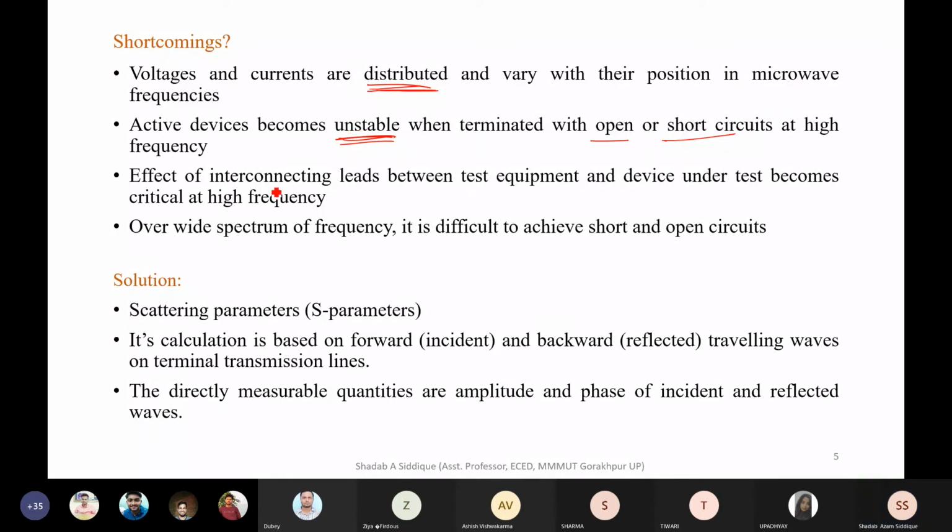The effect of interconnecting leads between test equipment and the devices under test becomes critical at high frequency because of instability. The interconnecting leads are connected with these devices. Test equipment is nothing but the input devices which we are using, or at the output which we are connecting, and the device under test is the device which we are using for the interconnecting purposes.